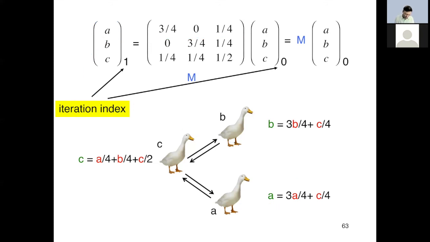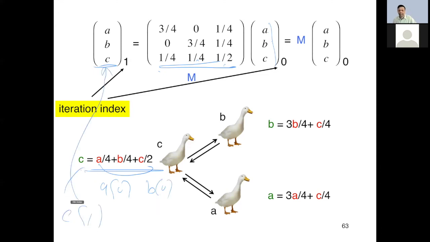Similarly, let's look at the last row. On the left is C. So we are looking at this equation here. If you multiply this row with this column, then multiplying 1/4 times A0, the initial value of A, plus 1/4 times B0, plus 1/2 times C0. That's just this, if I replace A with A0, B with B0, and so on. On the left, it will be C1, which is precisely what I have here.